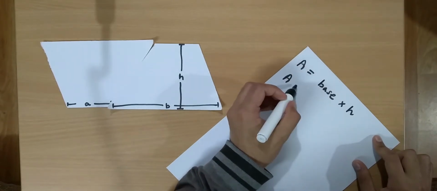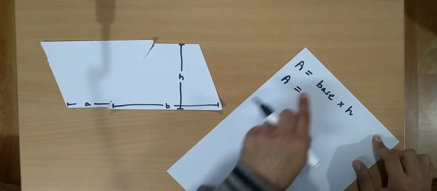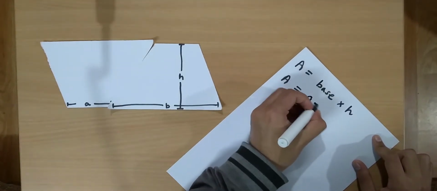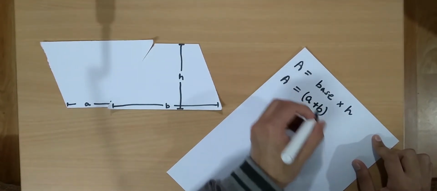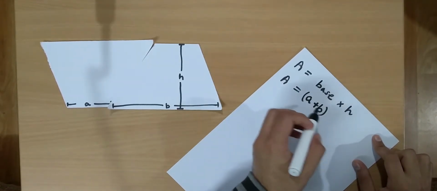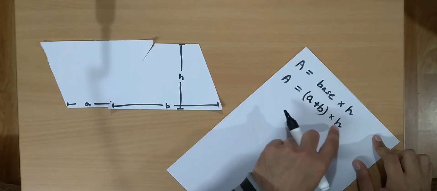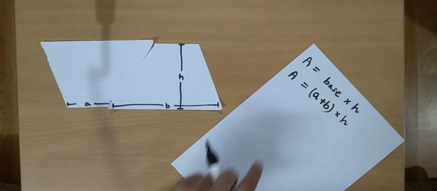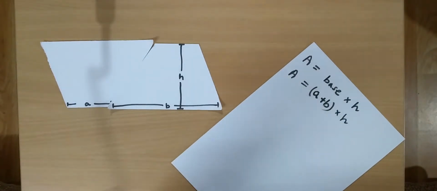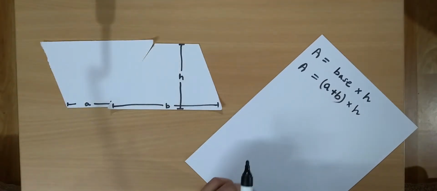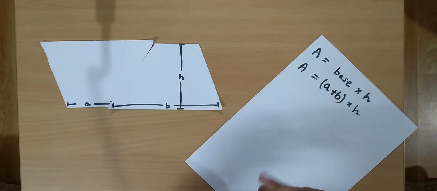That is equal to, so what is my base? The base is a plus b. And what is my height? It is simply h. So what I get is a plus b times h. But I just found the area of the parallelogram, this whole shape, and I actually wanted to find the area of the trapezium. So what is the area of the trapezium?